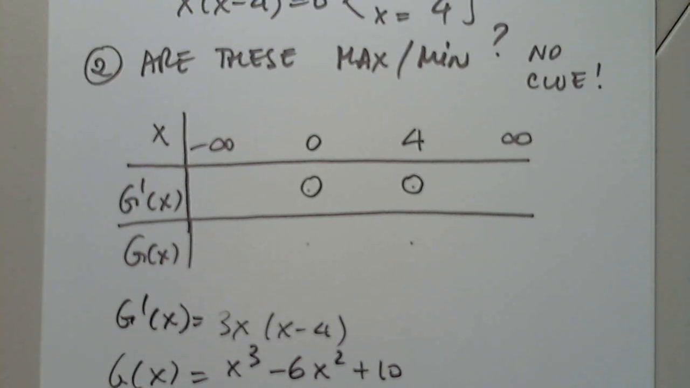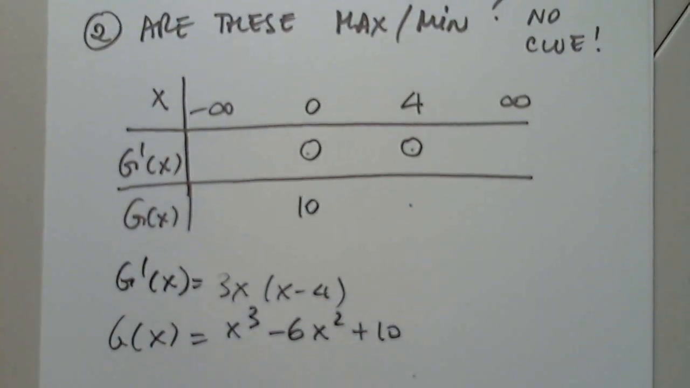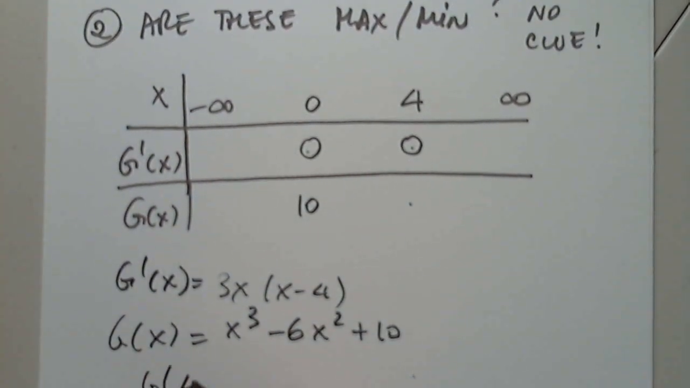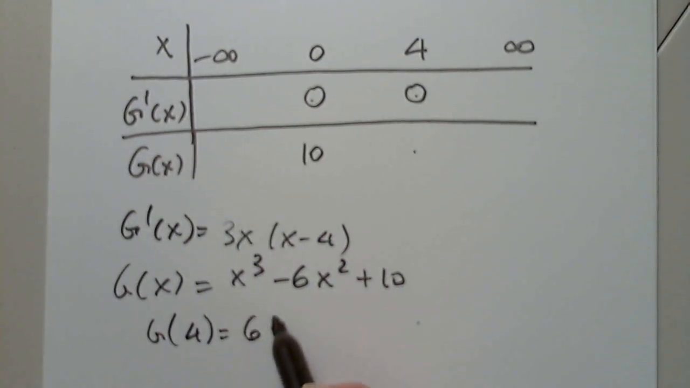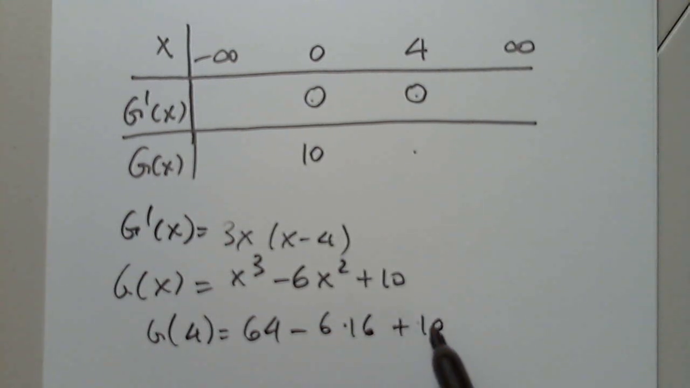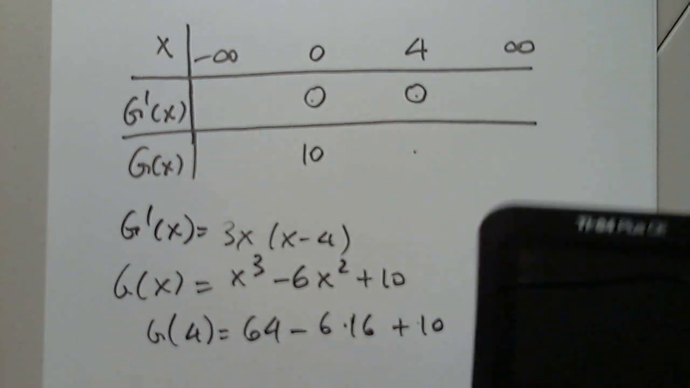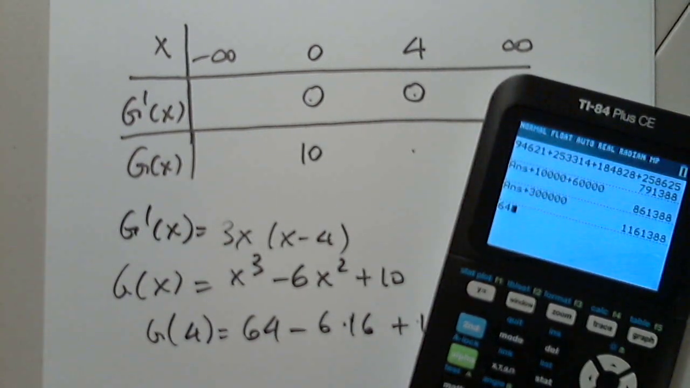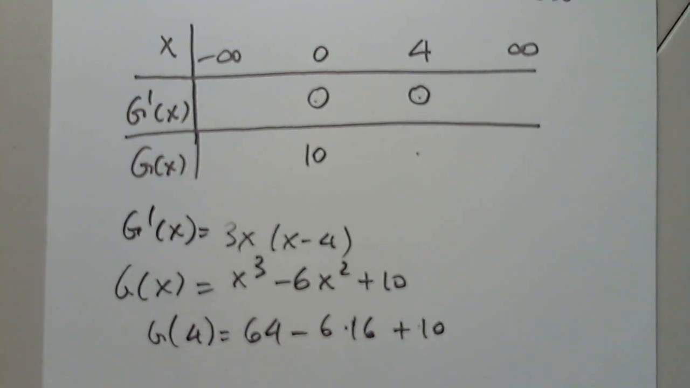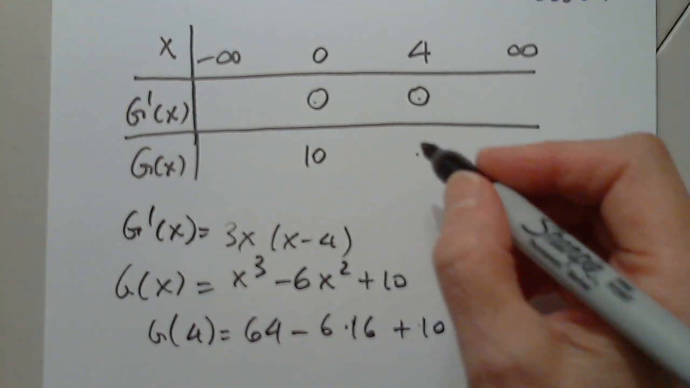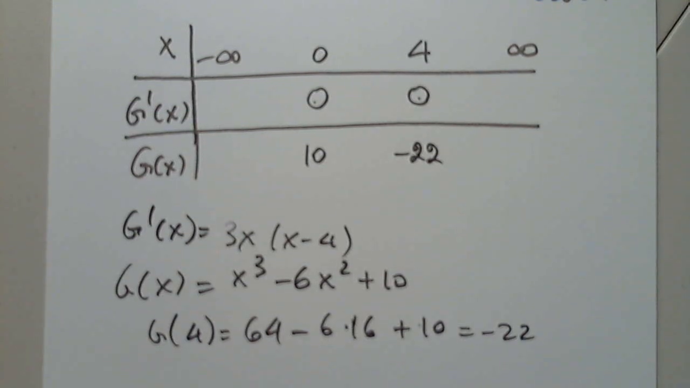I'm going to plug this function in to find 0. Well, G of 0 is 10. That's clear. And for 4, G of 4, it's 64 minus 6 times 16 plus 10. How much is that? Quickly, 64 minus 6 times 16 and plus 10. I got negative 22. Okay, perfect.